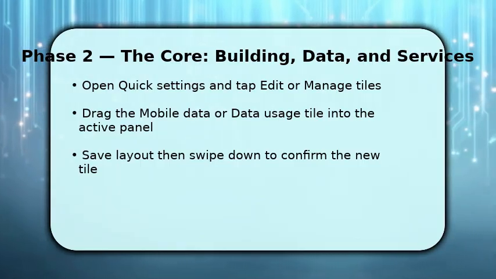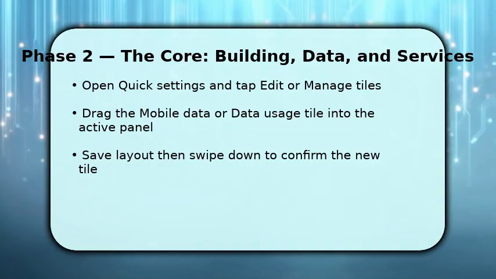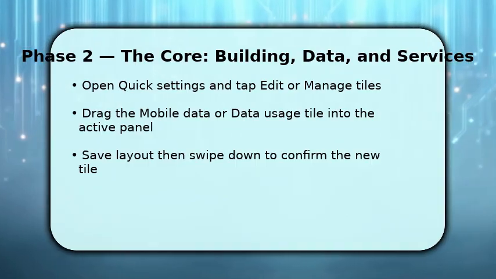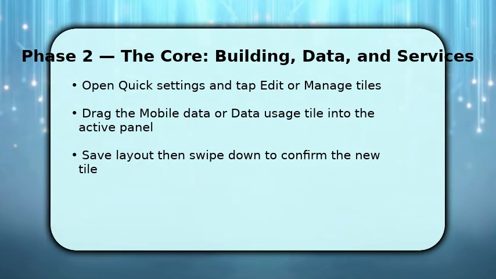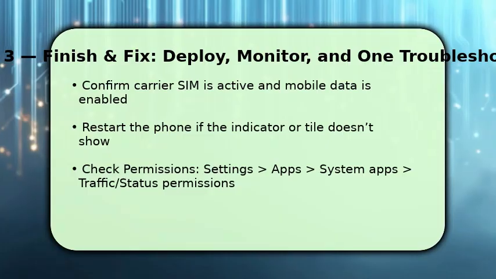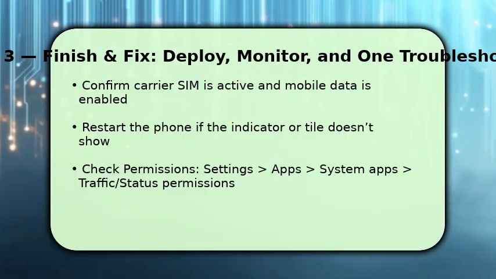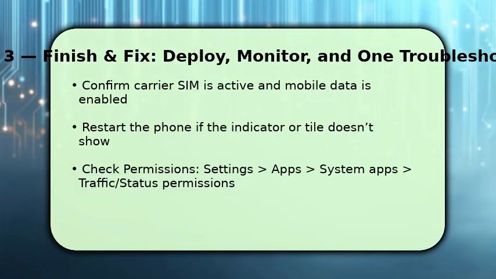After that, swipe down and tap the new tile to display live usage or open the data details. Finally, verify everything so the indicator works consistently. Confirm your SIM is active and mobile data is on, then restart the phone to apply changes.